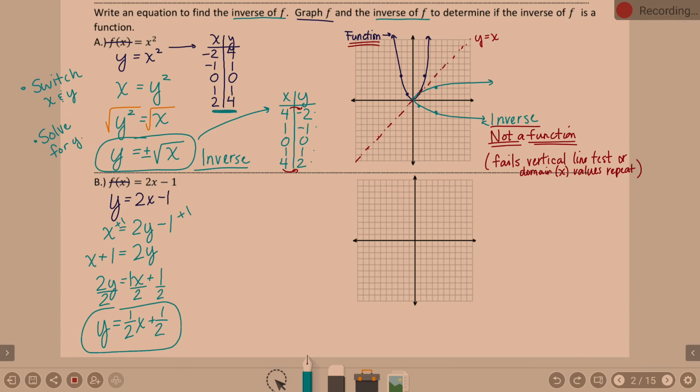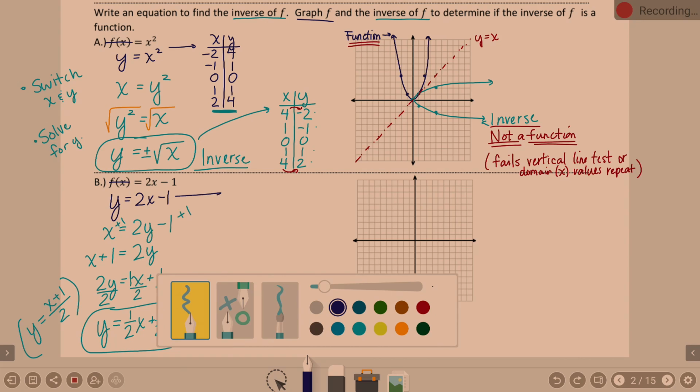Okay, so this is my inverse. Okay, if you would rather have thought of it as y equals x plus 1 over 2, you can make that work also. Okay, that could have worked also. Okay, we have the inverse. Let's do some graphing.